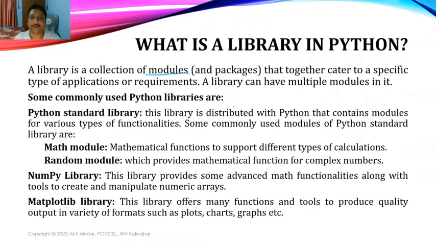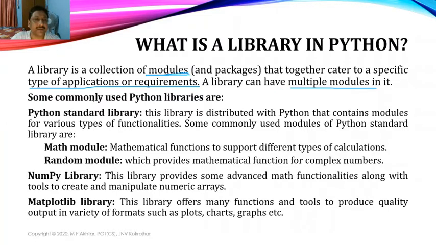Now understand here what a library is. A library is a collection of modules that together cater to a specific type of applications. A library can have multiple modules also. Generally, a library contains one module only. For example, in the math library there is only one module, that is the math module, and in the math module there are so many functions we already used in our programs.